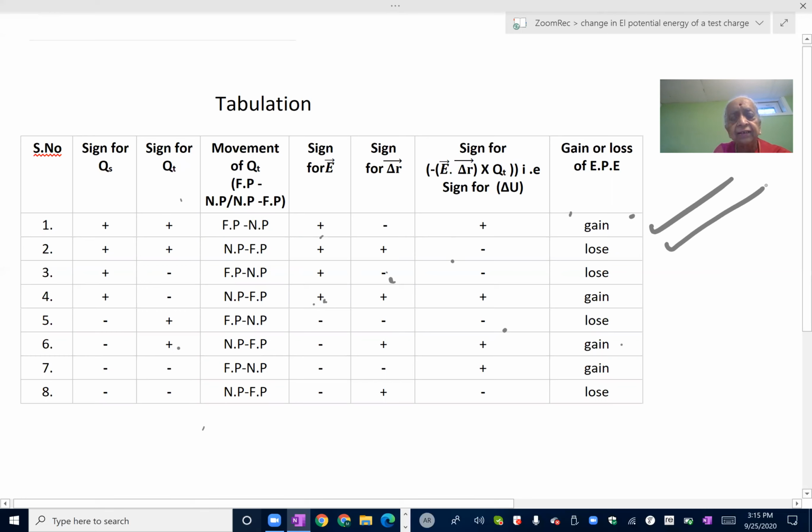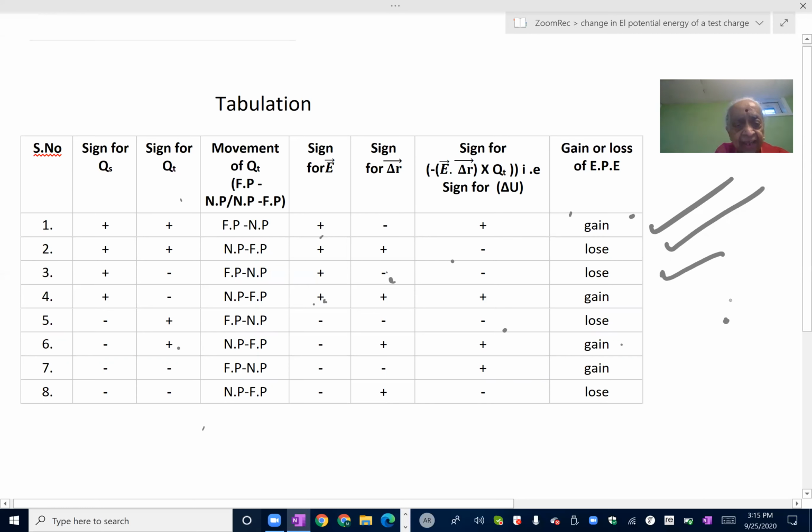The third case: QS is positive, but QT becomes negative, and it is carried from far to near. Far to near means delta R is negative. But because the source charge is positive, E will be positive only. Positive into negative will be negative for E dot dr, but minus E dot dr will be positive. Positive into negative charge will make it lose energy.